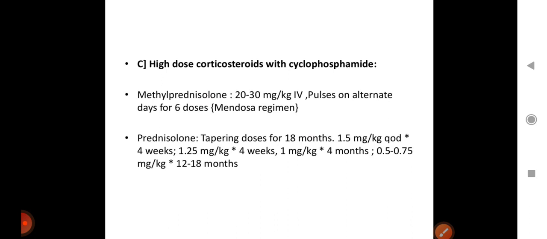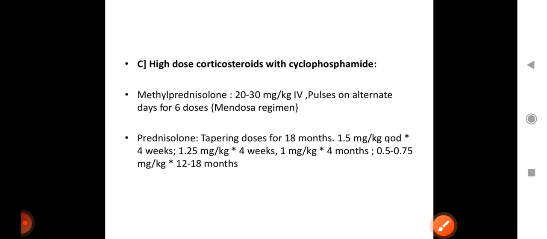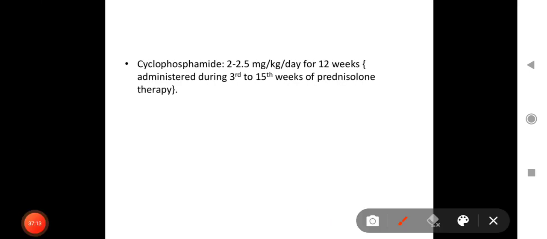High dose corticosteroid and cyclophosphamide, how it is to be given. High dose steroids means methylprednisolone, Mendoza regimen 20 to 30 mg per kg IV on alternate days for 6 doses, then prednisolone is minimal dose, and then cyclophosphamide with this dose.